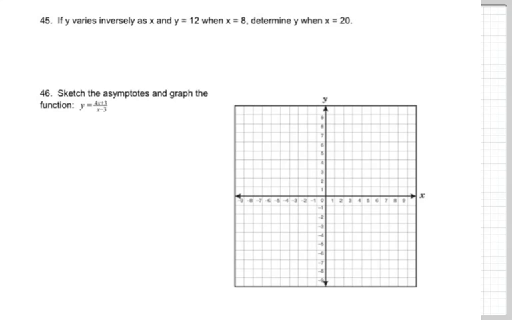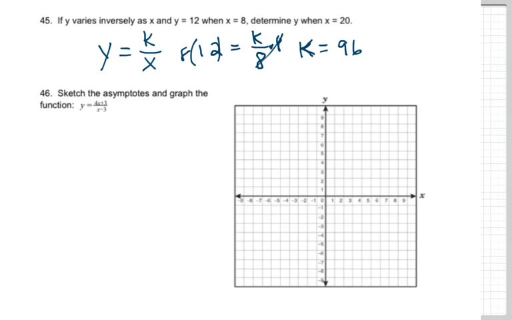Alright, 45. This is something we did very recently. Y varies inversely as x means y equals k over x. It says y is 12 when x is 8. And so k, it looks like, is 96. Let me check that. It says y varies inversely as x, and y is 12 when x is 8. Yep. So k is 96. Just multiplying both sides by 8 right here gives you the 96.